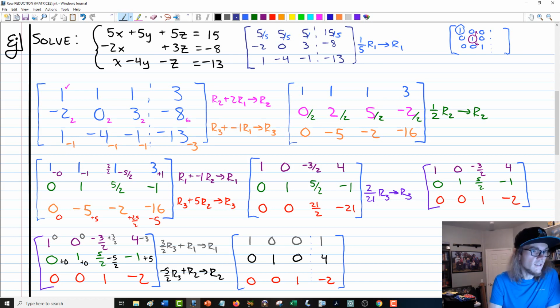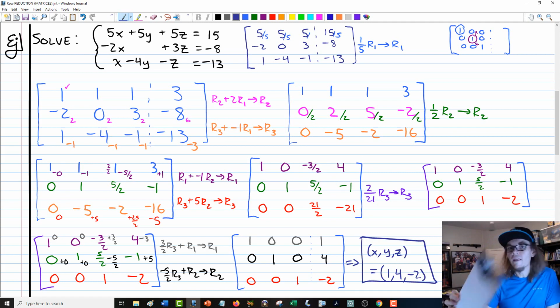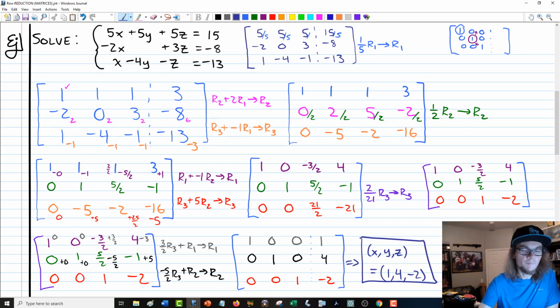And what that does is it concludes our problem for us. It tells me that our solution to this system is a unique one. It's going to end up being x equals 1, y equals 4, and z equals negative 2. Unfortunately for us, that matches exactly what I had when I wrote out the problem ahead of writing this.